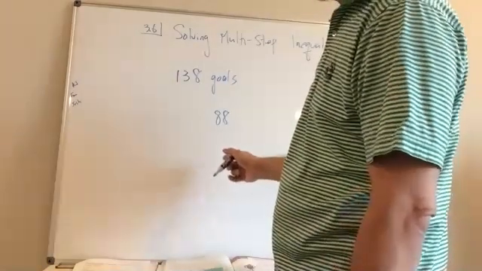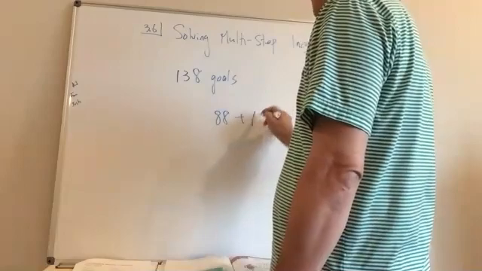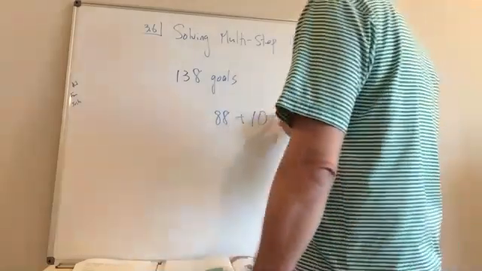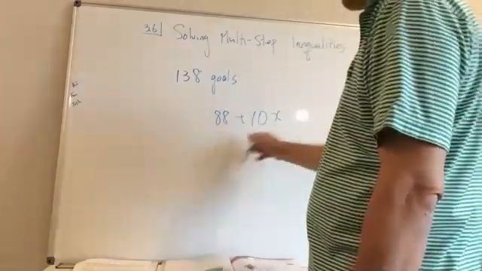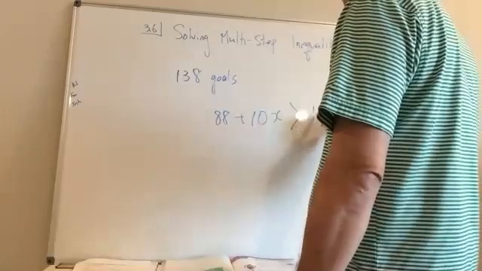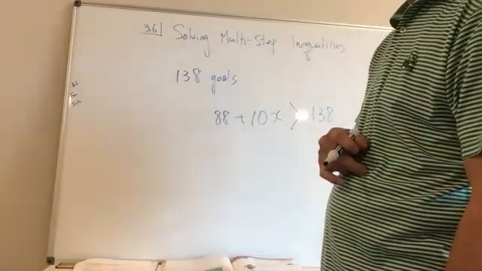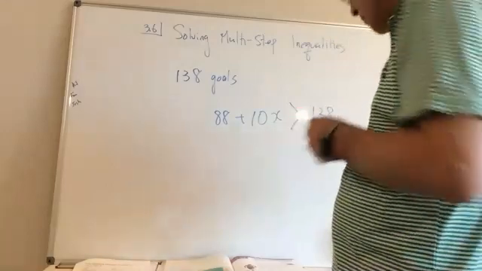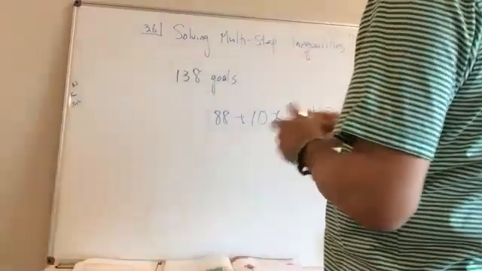Everybody see that? So I have 10 games, and let's say that in those 10 games, every game I score X amount of goals, right? So we're going to add these two together, and this has to be greater than 138. Does that make sense? We understand what we're doing here? Okay, so let's see. So how are we gonna solve this? Let's go ahead and solve this.